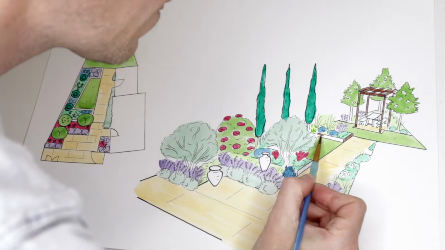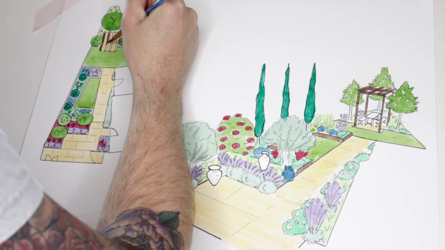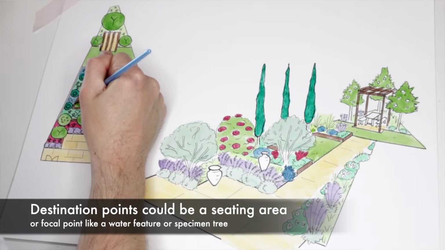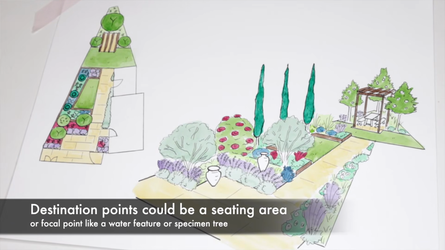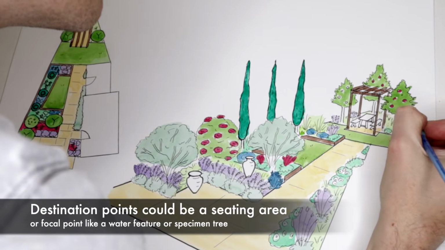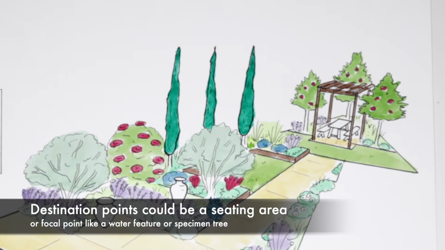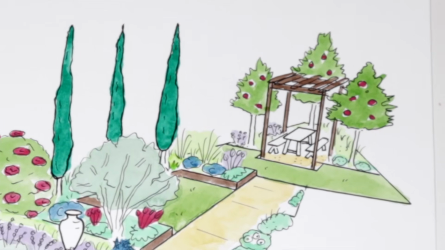The third tip with skinny gardens is to use destination points. And that's really just a fancy design term for giving you a reason to go down the garden and to stop at the various zones or transition points in the space. Now a destination point could be, for example, a seating area or a pergola. It could be a water feature, a beautiful specimen tree, or some form of sculpture or interest that stops you in your tracks. And with a long skinny garden, you don't have to have that at the very far end.